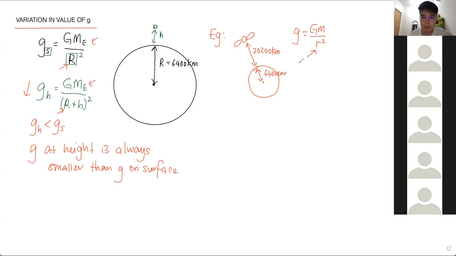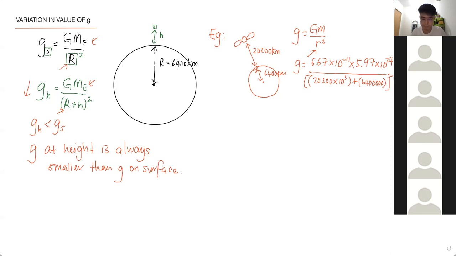6,400 km. So I will say that g equals 6.67 times 10 power negative 11 times the mass of the Earth, 5.97 times 10 power of 24 in kg, divided by the radius, the distance. So this one, be careful, 20,200 km, you have to change to meter, plus 6,400 km, 3 more zeros. And this whole thing, you have to square it.